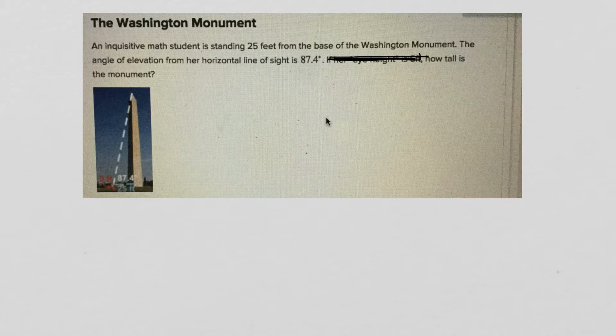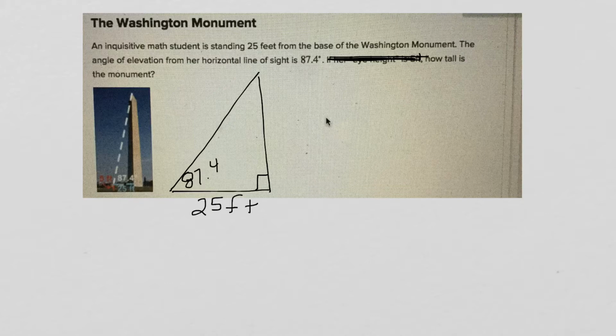And we're going to go ahead and draw the triangle that they're describing for us. So it is a right angle, 25 feet, and the angle of elevation is 87.4. And now let's go ahead and begin. We're going to figure out how tall the monument is. So we're looking for the X of how tall the monument is. That's the side that we're looking for. All right, so we're going to begin.